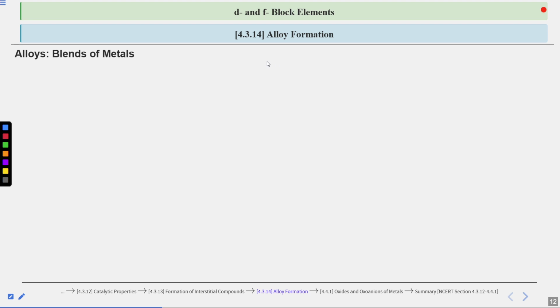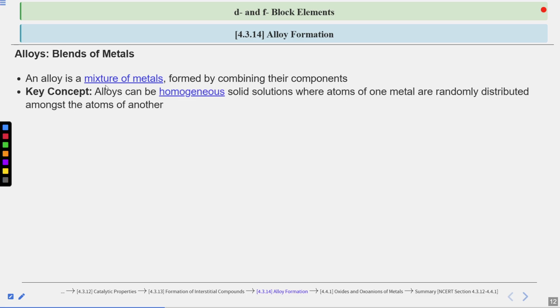Let's talk about alloys. Our next subsection 4.3.14 is alloy formation. Alloys, you can also say, are blends of different metals. An alloy is a mixture of metals formed by combining their components. So how does the alloy form? It is formed by mixing different metals, combining their components. What is the key concept here? Alloys can be homogeneous solid solutions where the atoms of one metal are randomly distributed amongst the atoms of another.